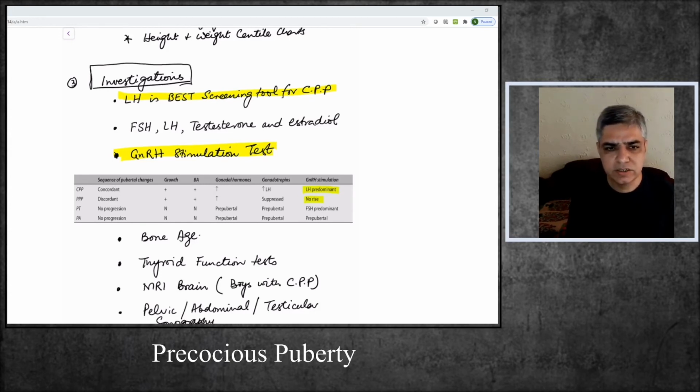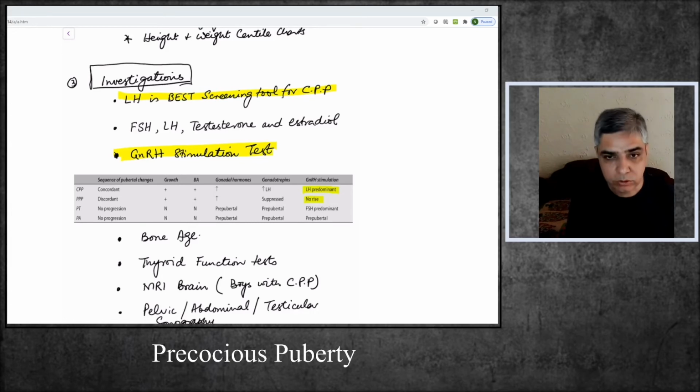In certain conditions like premature thelarche or premature adrenarche, where there is just isolated development of the breast or isolated development of the pubic hair, you would see that predominantly it's not the LH, it would be the FSH that would increase when you give gonadotropin releasing hormone, and there will be no effect in case of premature adrenarche. But nevertheless, keep it in mind, the gonadotropin releasing hormone stimulation test differentiates between gonadotropin dependent and gonadotropin independent precocious puberty.